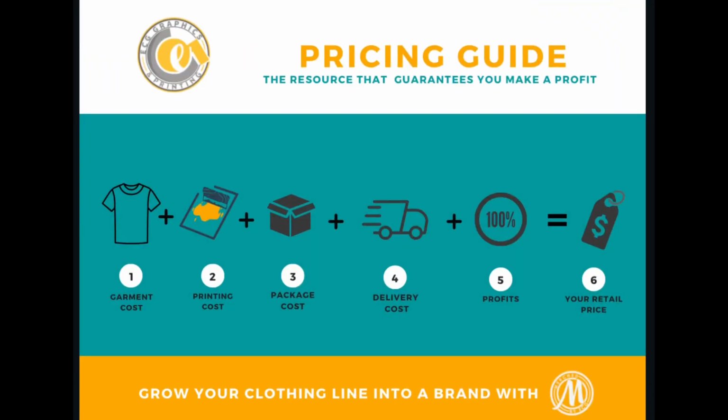Before we get into the resource, let's talk about the fundamentals of pricing using this pricing guide. Calculating your retail price always starts with the garment cost. Second is going to be the printing cost. Third is going to be packaging or finishing costs. Fourth is going to be delivery cost. Then you're going to add your profits, and that's going to give you your retail price.